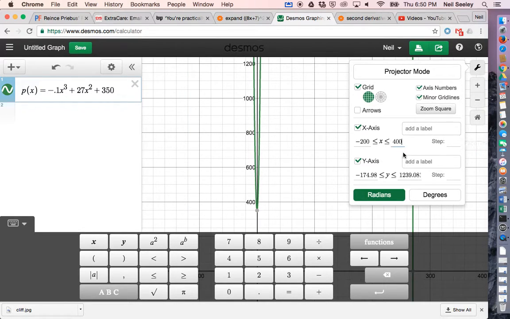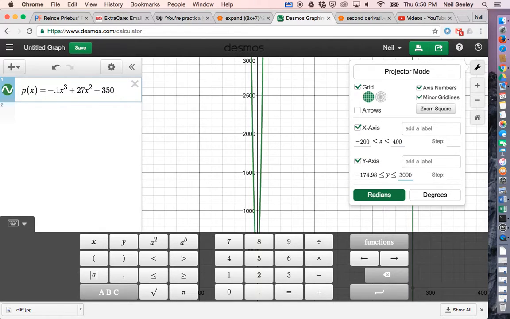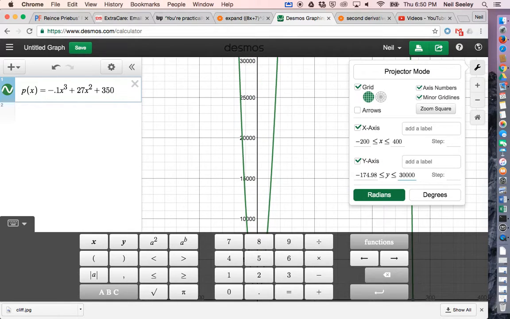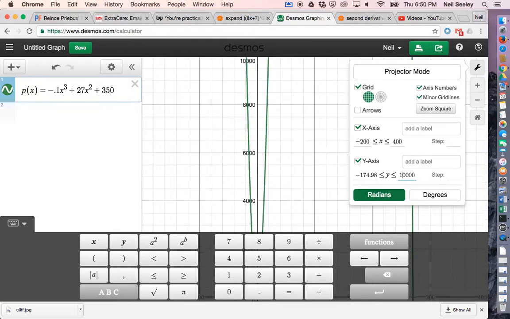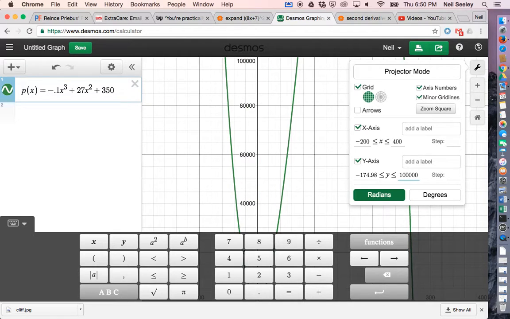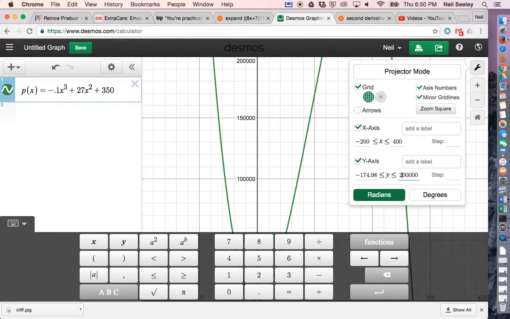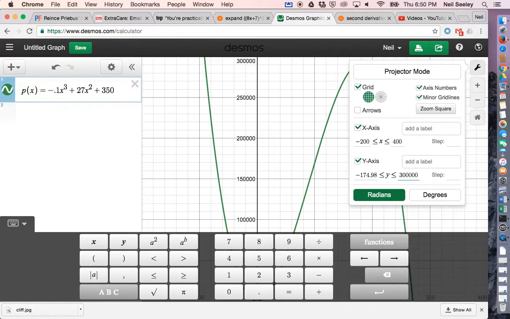It looks like we got a nice window, but then upward, I don't have enough height on the y side. If I put in 3,000, did that do it? No, need another 0. Nope, that didn't do it. Let's go up to 90,000 here. And I still didn't get there. So you want to go 100,000, maybe 200,000. Oh, it's getting big. 300,000, and there's our graph.